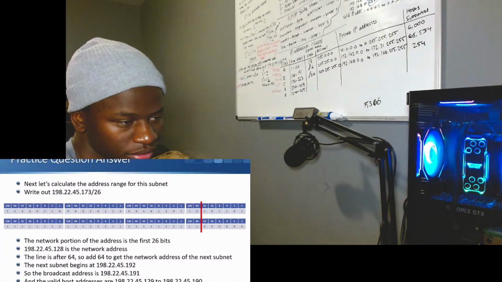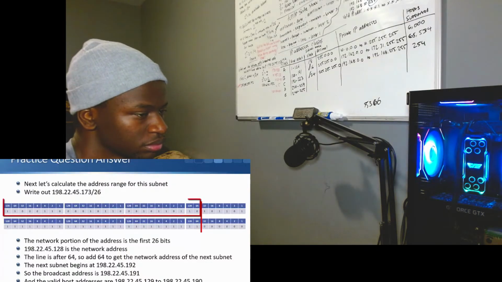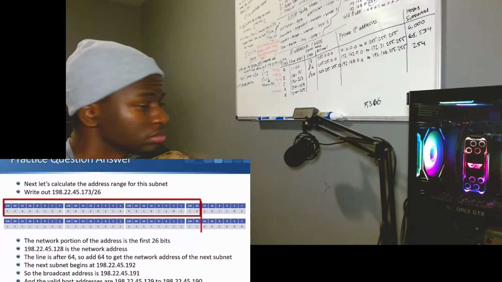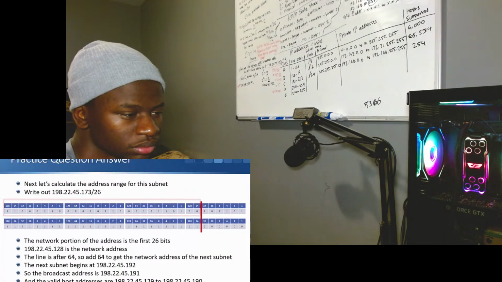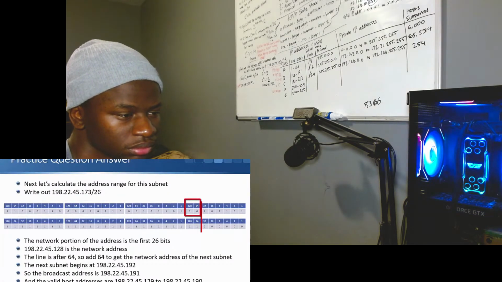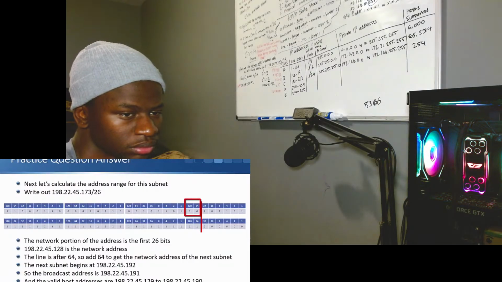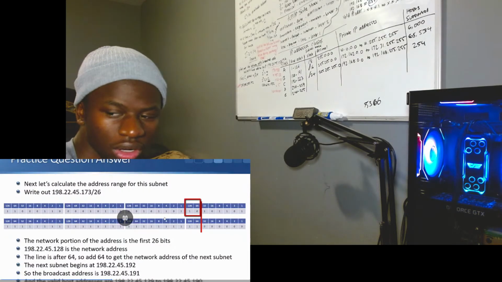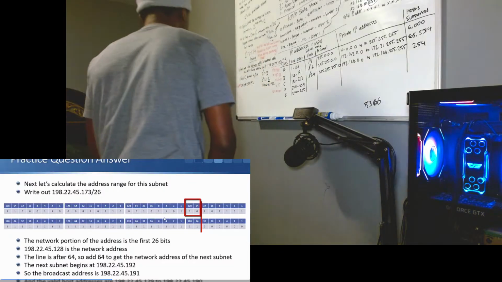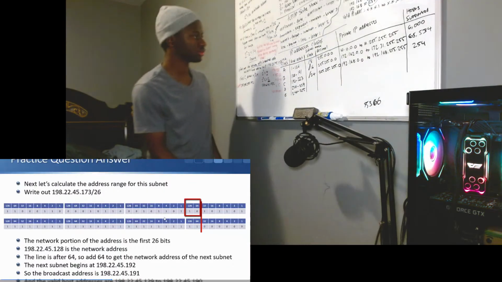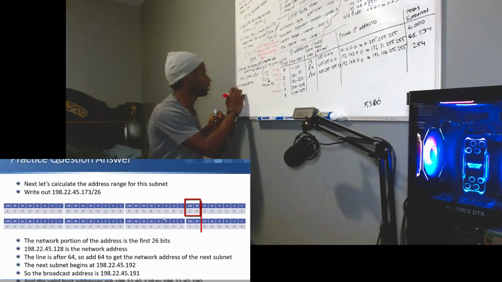And the network portion of the address is the first 26 bits. So I can see that that is 198.22.45, and then I just count whatever is in the first 2 bits here, and I've got a 1 for the 128 and a 0 for the 64. Oh, so that's what you do for the network address. Okay, understandable.